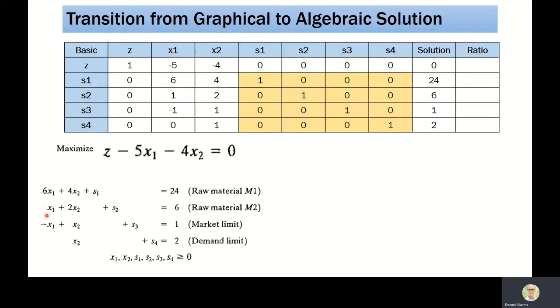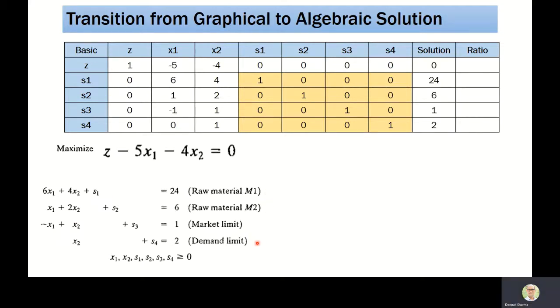I can do the same thing for the second constraint equation. The coefficient of Z is 0. Then x1 is 1, the coefficient of x2 is 2. There is no s1, so it is 0. s2 is 1 and the rest of them are 0. The right hand side is 6, so we have written 6. Following the same approach, I can fill the table with respect to the coefficients given in the equation form.